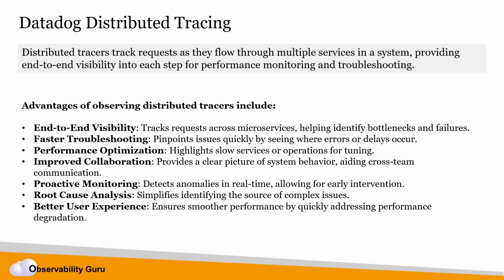Tracing is a very important concept in observability because tracing allows us to understand what our code is doing. Distributed tracing tracks the requests as they flow through multiple services in a system, and it provides complete end-to-end visibility of what that particular code is doing.